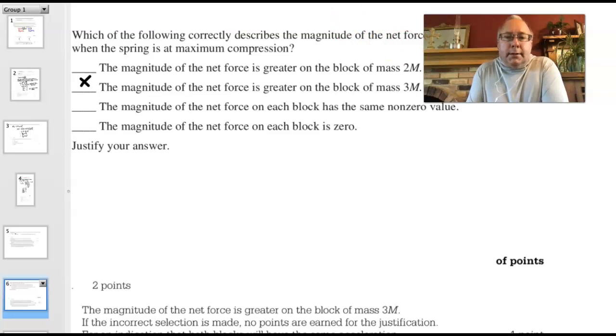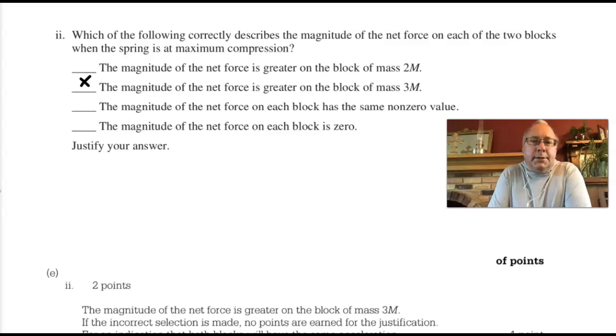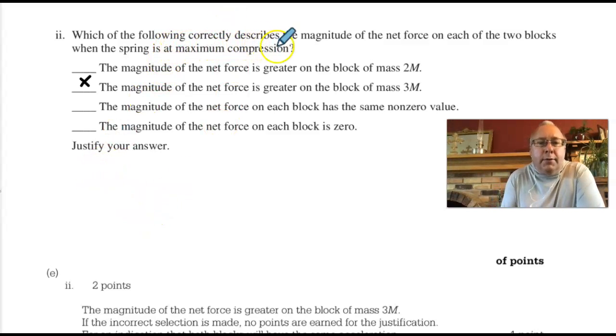This one is a little harder to think about. Okay, it's been a while since we've done FBDs, and so this is why I wanted you to think about this. It says, which of the following correctly describes the magnitude of the net force on each of the two blocks when the spring is at a maximum compression?